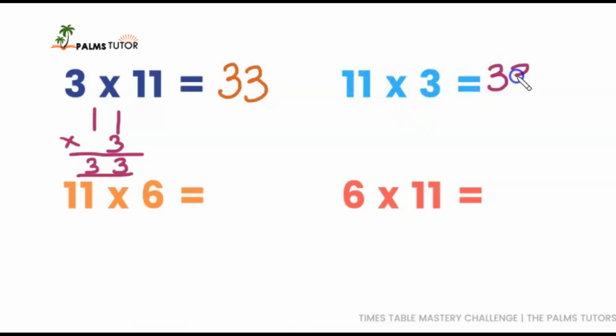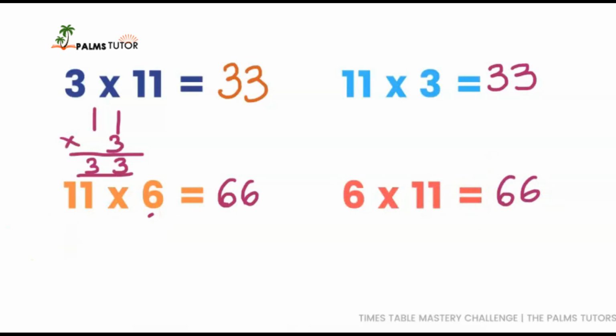I want you to be conscious of the fact that multiplication goes both ways. 3 times 11 is the same as 11 times 3, right? So 11 times 6. We're multiplying 6 by 11. We just double 6. That's what? 66. Same way, 6 times 11, it will also be 66.